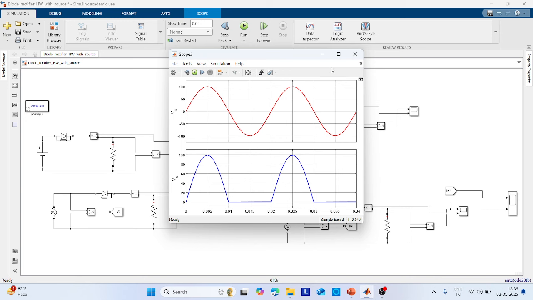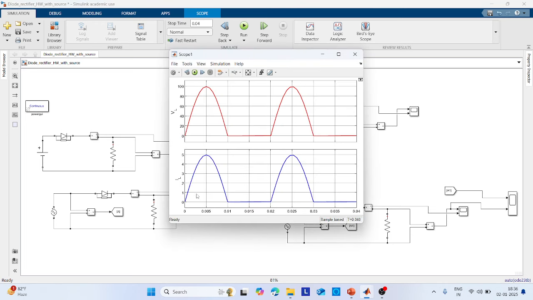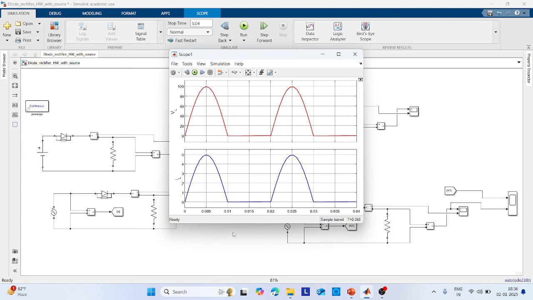I think this is clear. Whereas the current, if at all you see here, the current through the resistor is 5 amperes. That is what we got, right? 5 amperes, 100, 5. Why? Because input is 100, resistance is 20. Then actually the current waveform would be 5 amperes.